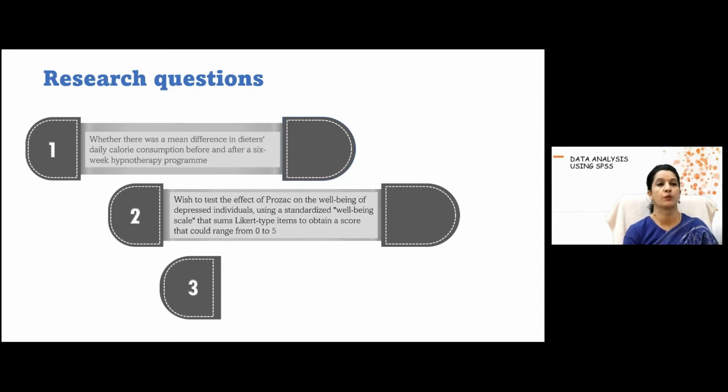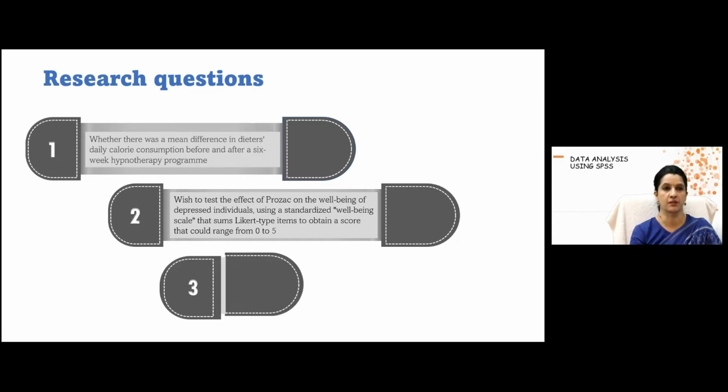Second question could be, if I wish to test the effect of Prozac, that is a drug, on well-being of depressed individuals using a standardized well-being scale that sums the Likert items to obtain a score that could range from 0 to 5. So here one variable is the continuous variable, and the independent variable is two different time points. There is a pre-intervention and there is a post-intervention.